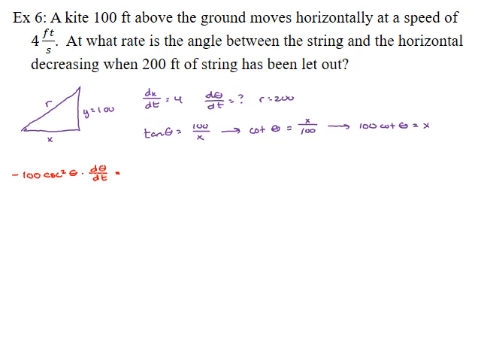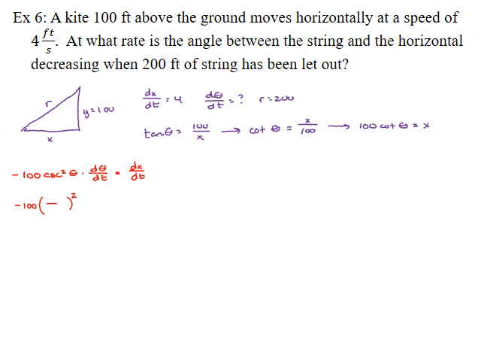And this equals the derivative of x, which is just dx/dt. All right, so now plug in what you know. The problem is, do you know what cosecant is? And I believe we actually do here. That's actually a good thing. So this is negative 100 times cosecant squared.